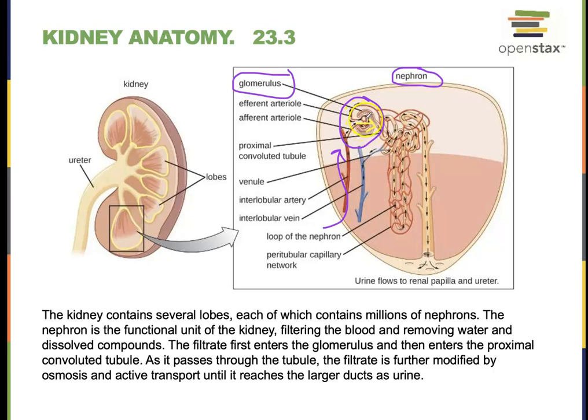So this glomerulus is really important. It's basically the filtering membrane of our blood. If you damage the glomerulus, then the ability to filter our blood is really damaged.